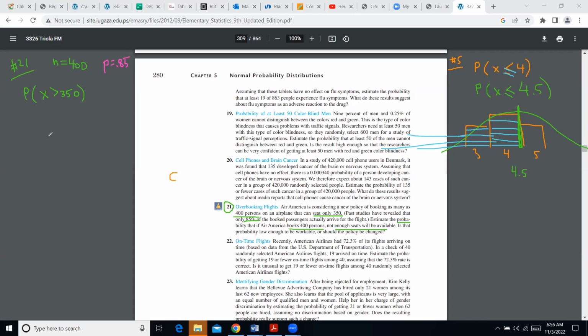So notice that we don't have mean, we don't have standard deviation. So we have to use those two formulas, np instead of mean, and instead of standard deviation it will be the square root of npq. And because you're using these formulas, you're doing continuity correction on that 350.